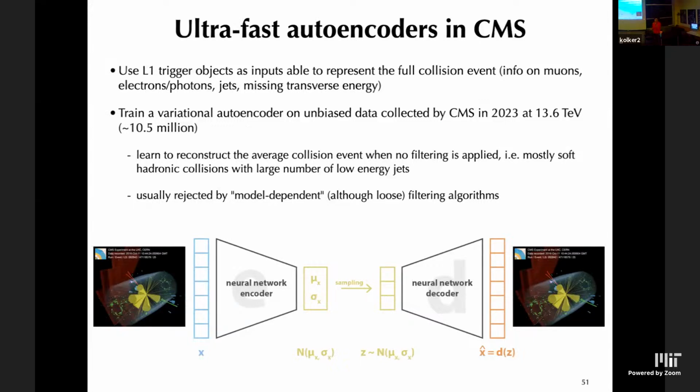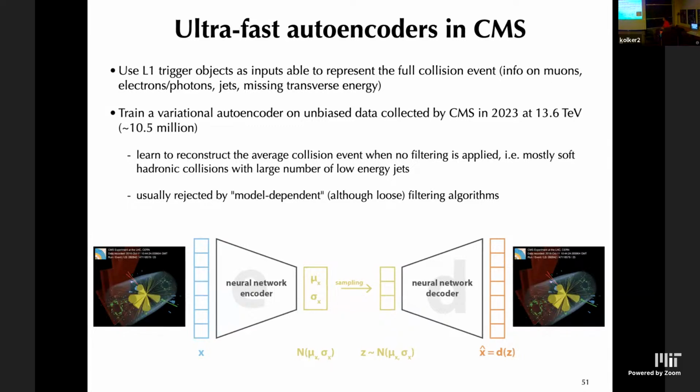Okay, so now we want to put an autoencoder in our trigger. Because, as I said, the anomaly could be discarded, we only have model-dependent algorithms, although they're kind of loose. And so we think that there could be an advantage in deploying anomaly detection at the trigger level.